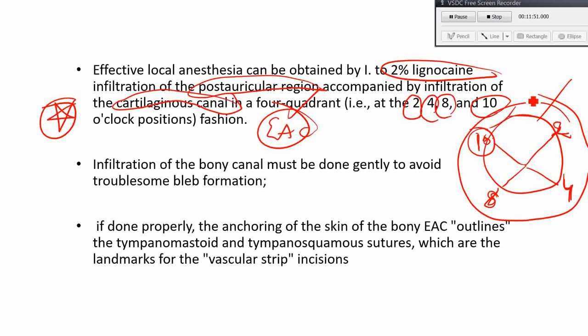As simple as that. In bony canal infiltration, there will be a bleb formation. You have to avoid it carefully. You have to give it, if done properly.